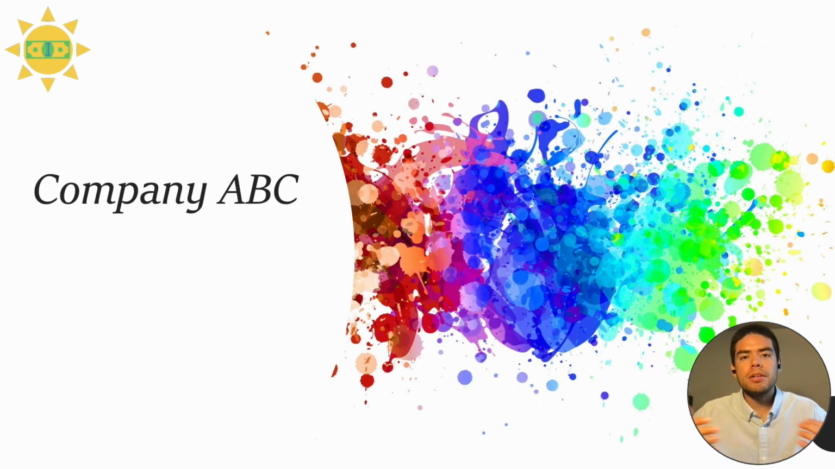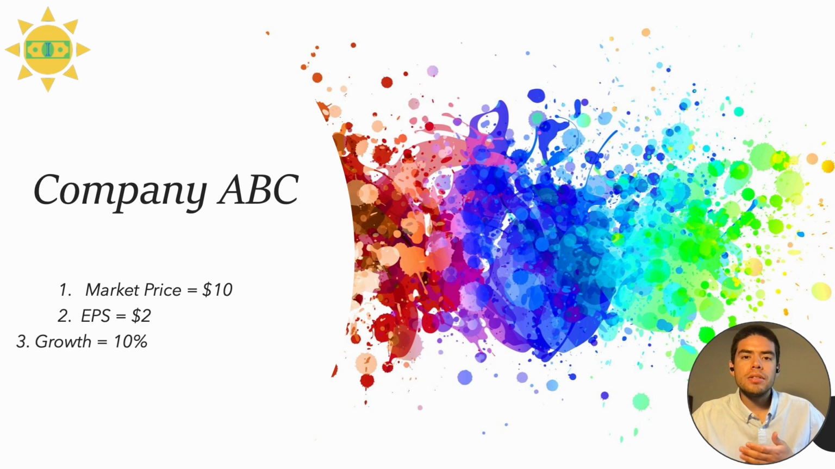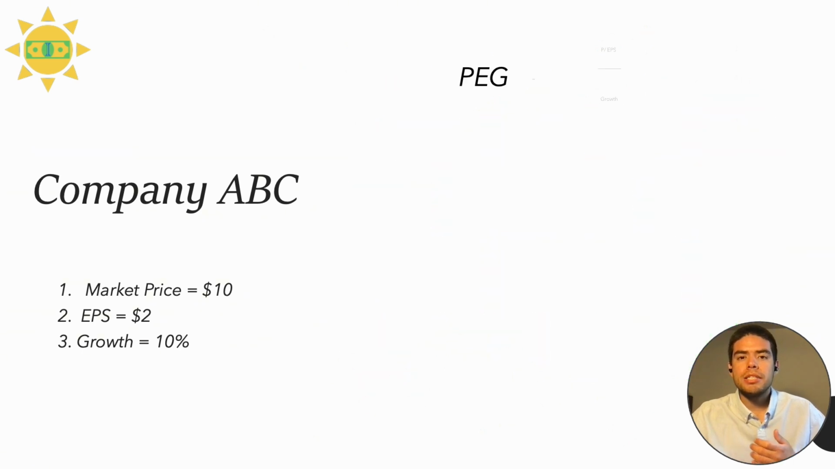Imagine we have a theoretical painting company, company ABC. Now, company ABC has a current market price of $10. It also has an EPS of $2, and its projected EPS growth is 10%. Now, let's walk through the calculation together.